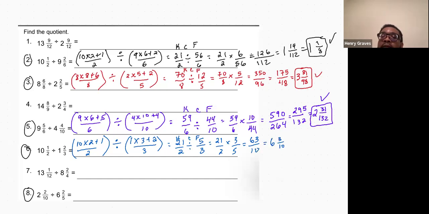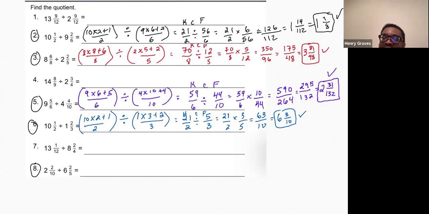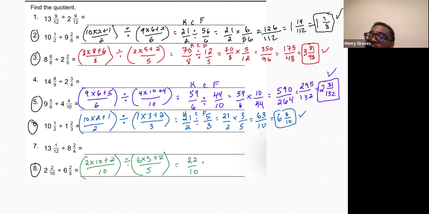Now, the very last one, and I can finally stop this nightmare of math. I'm going to go ahead and do the same thing again, convert the mixed numbers. So it's going to be 2 times 10 plus 2 over 10, divided by 6 times 5 plus 2 over 5. So 2 times 10 plus 2 is 22 over 10. Divided by 6 times 5 plus 2 is 32 over 5.